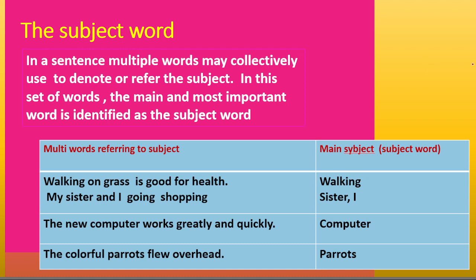Subject word. So what is subject word? As the definition says, in a sentence, multiple words may collectively be used to denote or refer to the subject. In this set of words, the main and most important word is identified as the subject word. So what it says? We know that in a sentence there can be more than one subject.